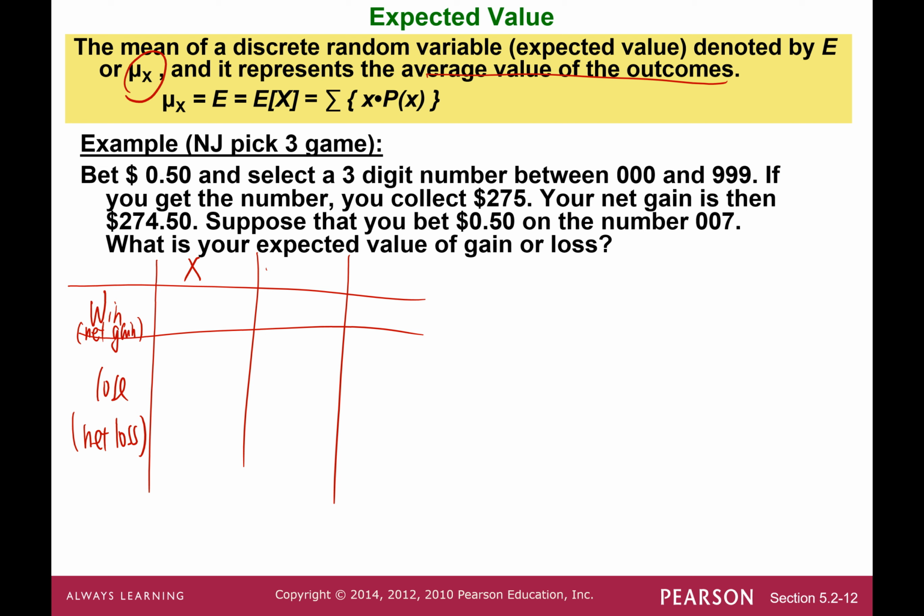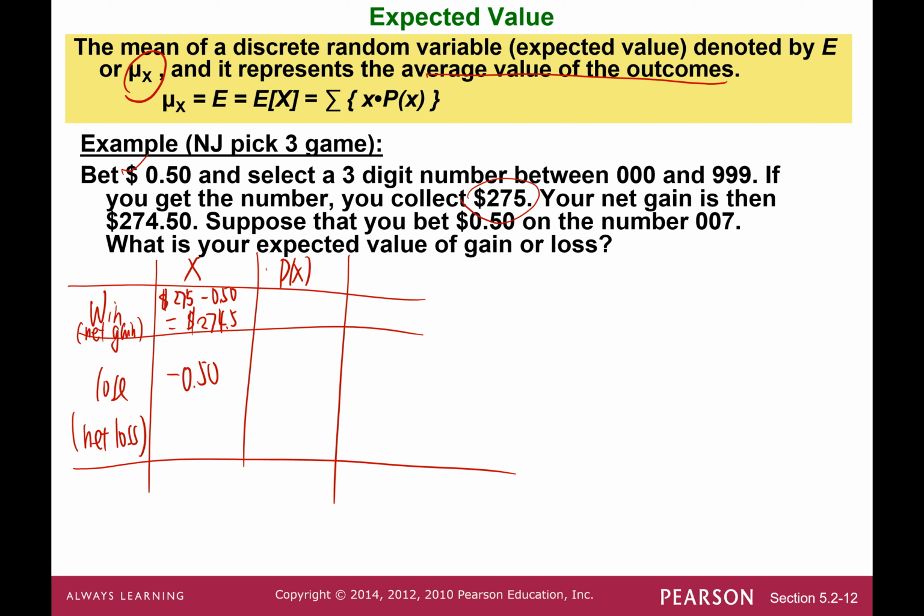Okay, so if you win, you collect $275, but you're already betting 50 cents, so the net gain here, x value, represents a monetary reward. That'll be $275 minus 0.5, 50 cents. So the net gain will be $274.50. And the net loss, if you lose, is 50 cents. So negative 0.5. Since it's a loss, you put in the negative number, and then the probability of winning.